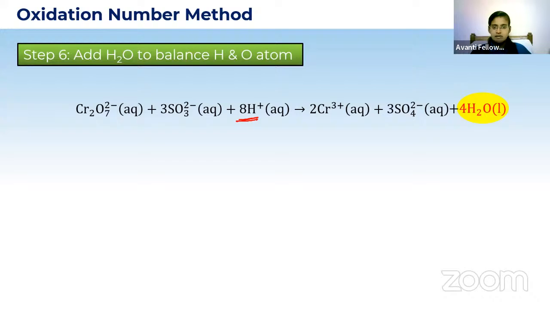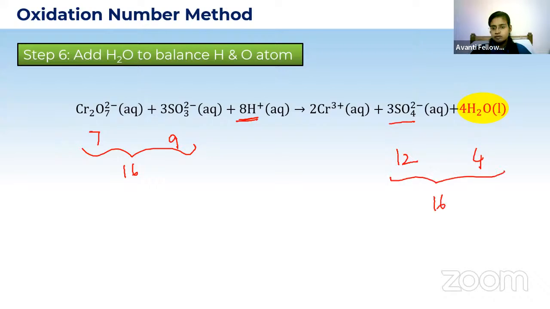So here I have 7 oxygen. Here 3 into 3, 9 oxygen in the left hand side. So totally it is 16. And here 3 into 4, 12, and 4 into 1 is 4. So here also we have 16. Oxygen is also balanced. Okay. So this is the final step.